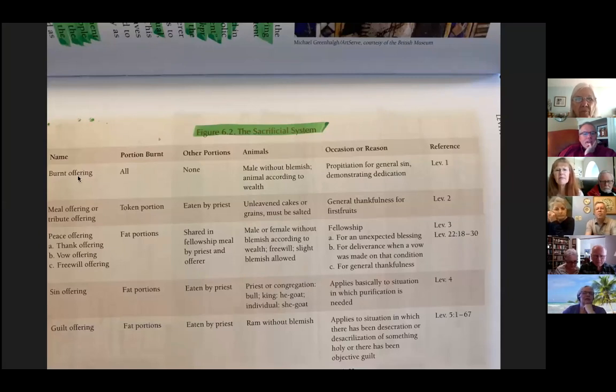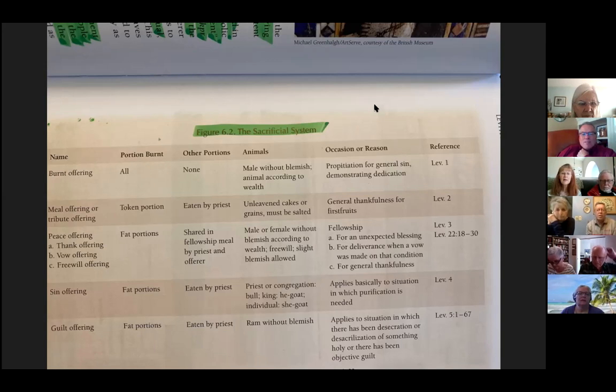So this shows the type of offering and then the occasion or reason that it's for. So let's look at those occasions. Wow. General thankfulness. Burnt offerings were sometimes for expiation or propitiation of sin, demonstrating dedication. That is really great. That's really helpful.